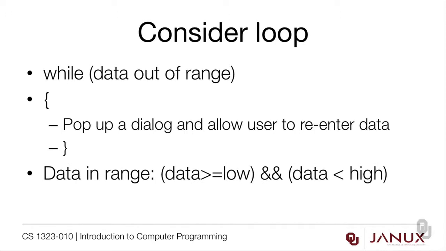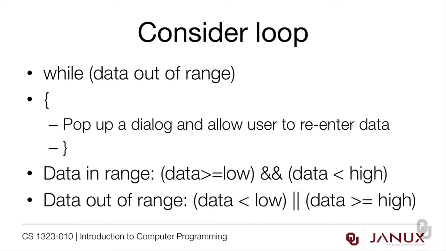So writing data is in range is pretty simple in terms of logic. Data is going to have to be greater than or equal to low, and the data is going to have to be less than high. What that means is that both of those conditions would be true because we're using an AND statement. Data out of range is actually a little different. This is the correct logic statement here: data less than low or data greater than or equal to high.